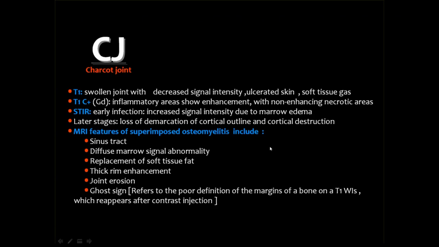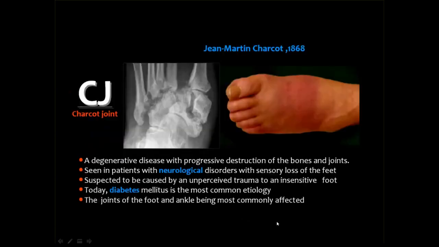If superimposed osteomyelitis has occurred, then MRI may show the presence of sinus tract, bone marrow edema, some soft tissue edema, marginally enhancing lesion denoting abscesses, joint erosion, and this ghost sign, which indicates that the margin of the lesion will not appear clearly unless you inject the patient with contrast material in order to enhance the bone marrow edema. Then you will see the margins of a collection or necrotic bone better.